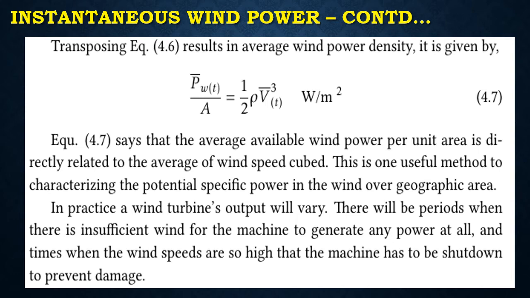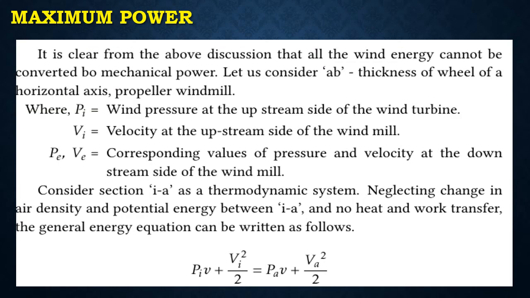So in that case there is no power generated in the windmill, and sometimes the wind speeds are so high that wind turbines cannot withstand or operate at that speed. In that condition also, to prevent breakages or damage, the program in the controller is made in such a way that the wind turbines automatically shut themselves down, so that there will not be any damage to the wind turbine.